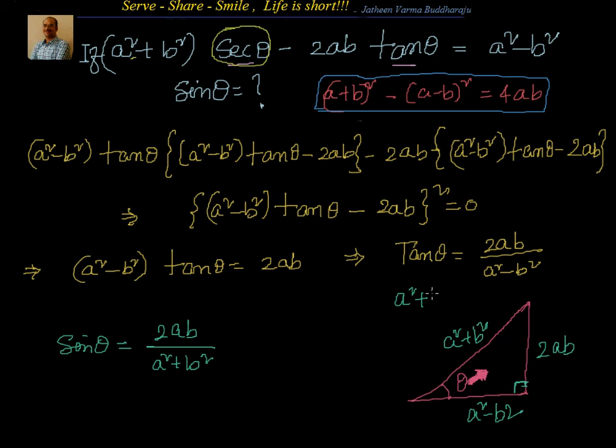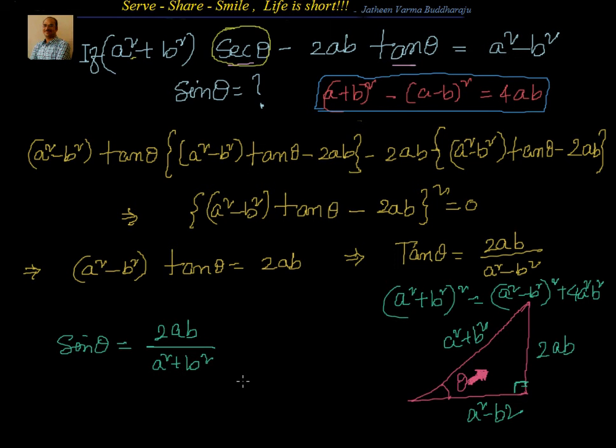Now how did we get a² + b²? We know that (a² + b²)² is equal to (a² − b²)² plus 4a²b². Or we know that the square of the hypotenuse is equal to the sum of squares of the remaining two sides in a right triangle. That's how we can say sin θ equals 2ab by (a² + b²).